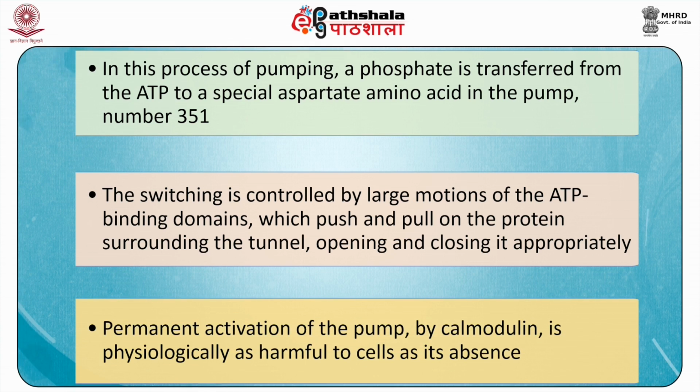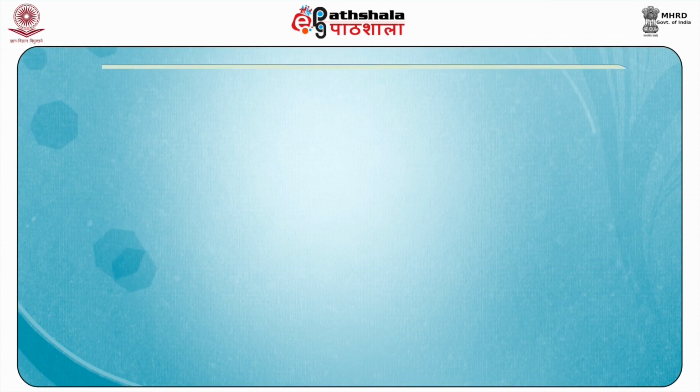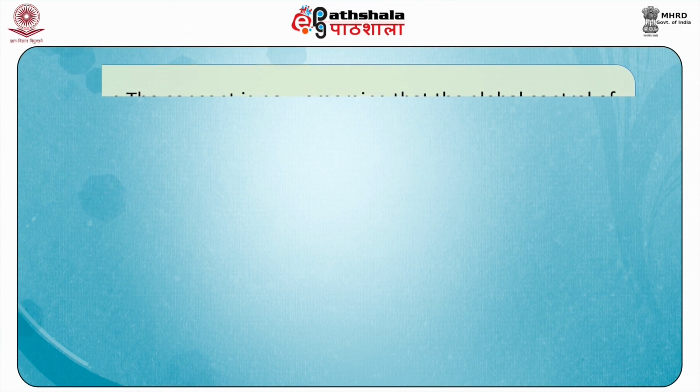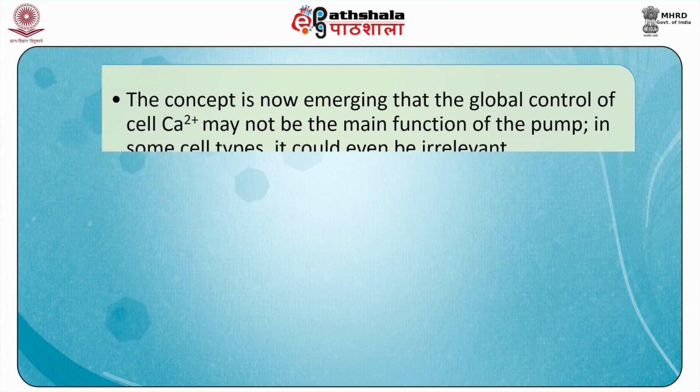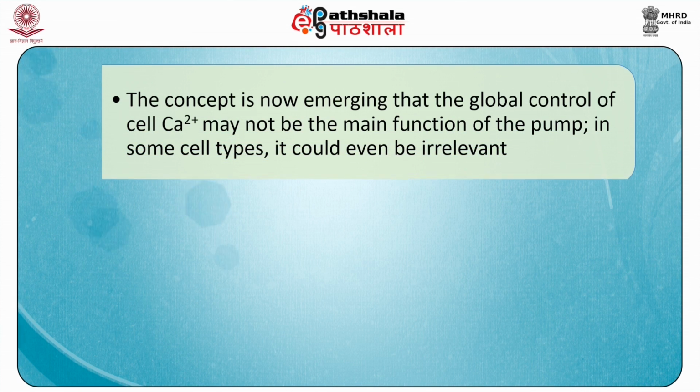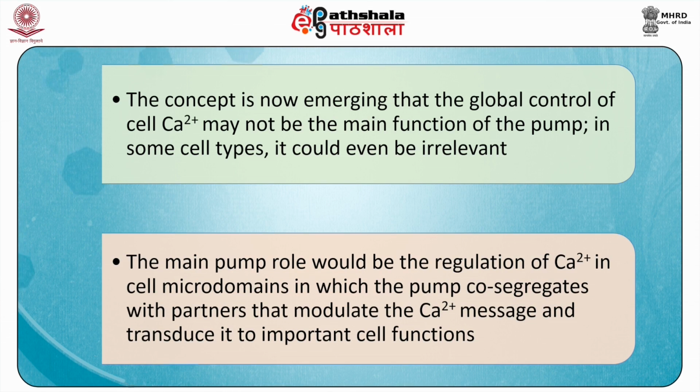Permanent activation of the pump by calmodulin is physiologically as harmful to cells as its absence. The concept is now emerging that the global control of cell calcium may not be the main function of the pump. In some cell types, it could even be irrelevant. The main pump role would be the regulation of calcium in cell microdomains, in which the pump co-segregates with partners that modulate the calcium message and transduce it into important cell functions.